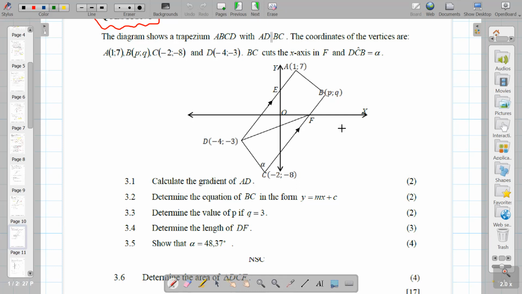I need to solve all the others quickly so that I can get that condition. So what was the first one? Gradient AD. Gradient will be 7 minus 3, 7 plus 3 over 1 plus 4. So it is 2. And then the equation will be y plus 8 is equal to 2 times x plus 2. So then y is equal to 2x minus 4. That's good.